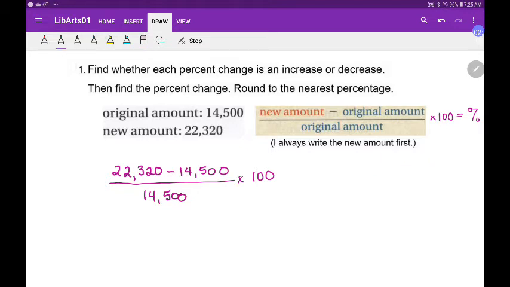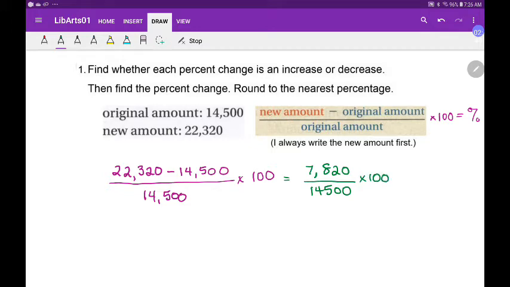So let's see what we actually have in our problem. So on my calculator, I say 22,320 minus, not on a calculator with Hewlett-Packard. 22,320, and I'm going to take away 14,500, and I'm going to get 7,820 divided by 14,500 times 100.